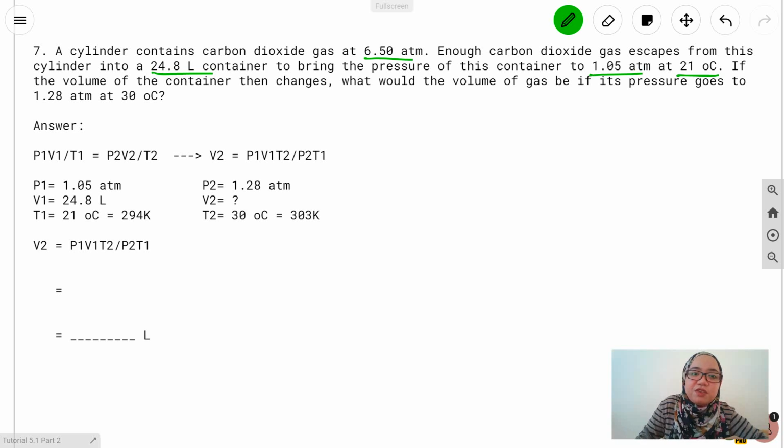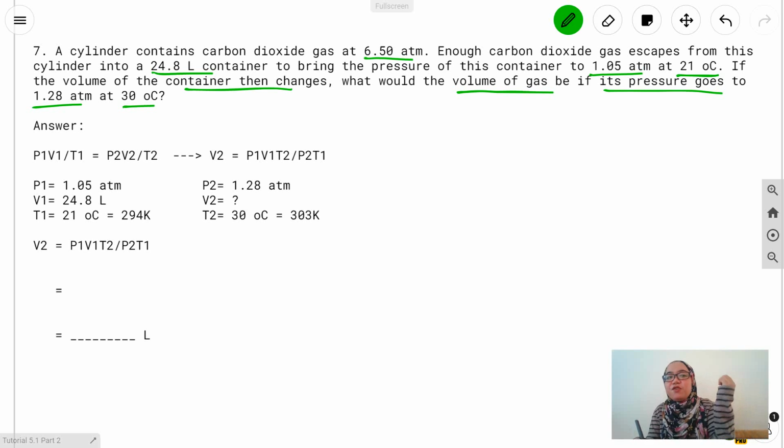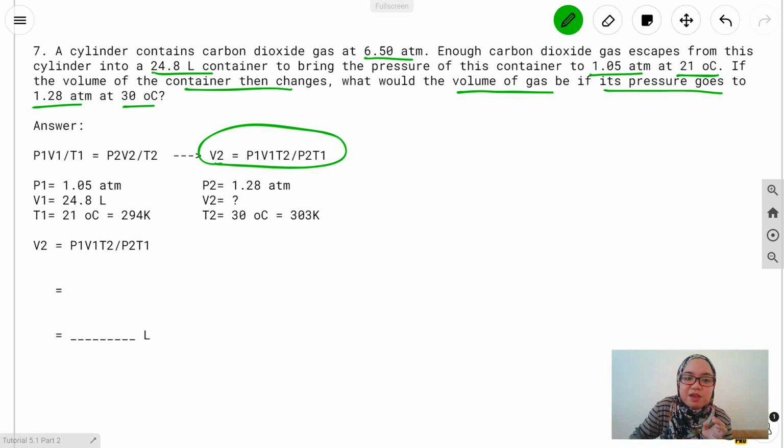If the volume of the container then changes, what would the volume of gas be if its pressure goes to 1.28 atm at 30 degrees Celsius? So we use the same formula. Since they have the volume, the temperature and the pressure, we use the combined gas law, which is P1V1 over T1 equals P2V2 over T2. But now we want to find the final volume, the V2. So we just arrange the equation so that V2 equals P1 V1 T2 divided by P2 T1.